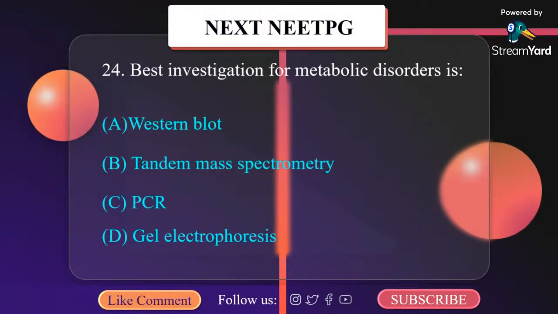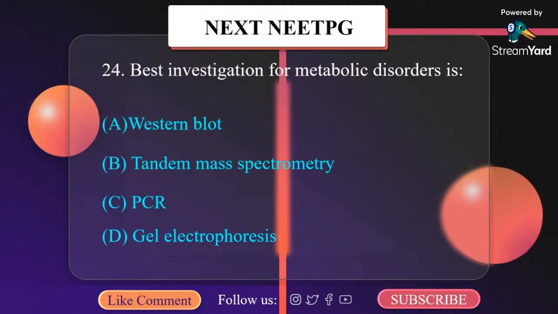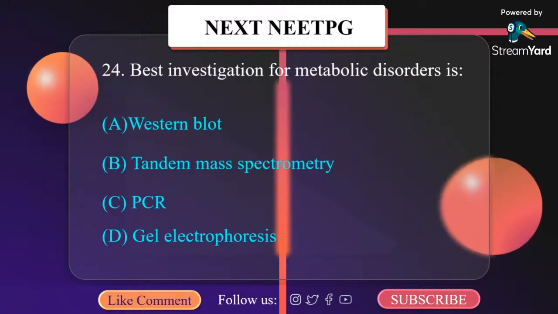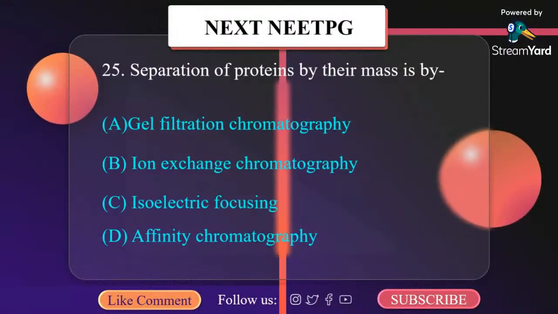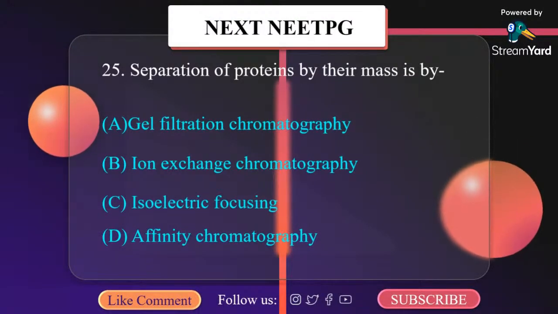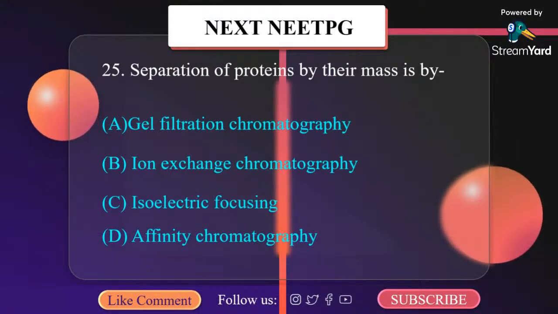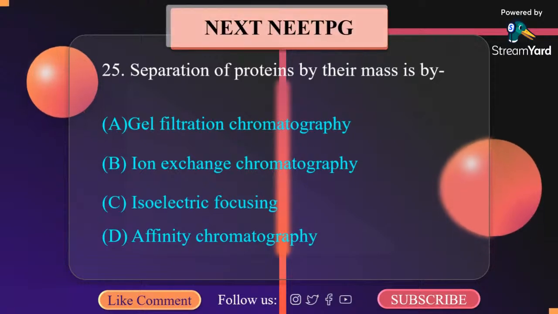Best investigation for metabolic disorder is A, Western blot; B, tandem mass spectrometry; C, PCR; D, gel electrophoresis. It is tandem mass spectrometry. Separation of protein by their mass is A, gel filtration chromatography; B, ion exchange chromatography; C, isoelectric focusing; D, affinity chromatography. It is gel filtration chromatography.